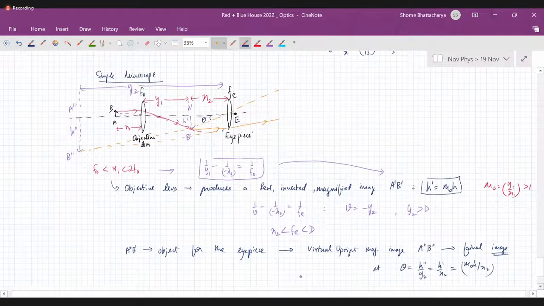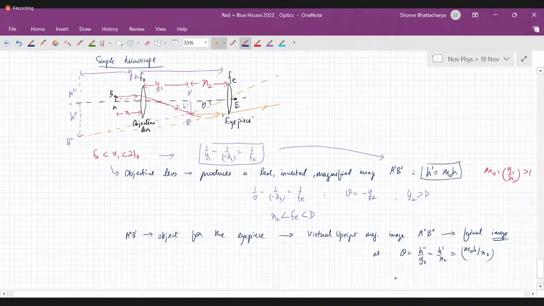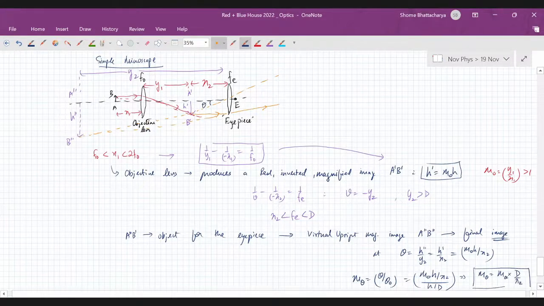Okay, so finally, the angular magnification achieved, which is theta upon theta naught, becomes this value. So now you can see it's a similar formula to the handheld lens, but it's multiplied by another factor m naught. So it becomes m naught into d divided by x2. There it was directly d divided by x. So there's a multiplicative factor. So that means the magnification becomes more.